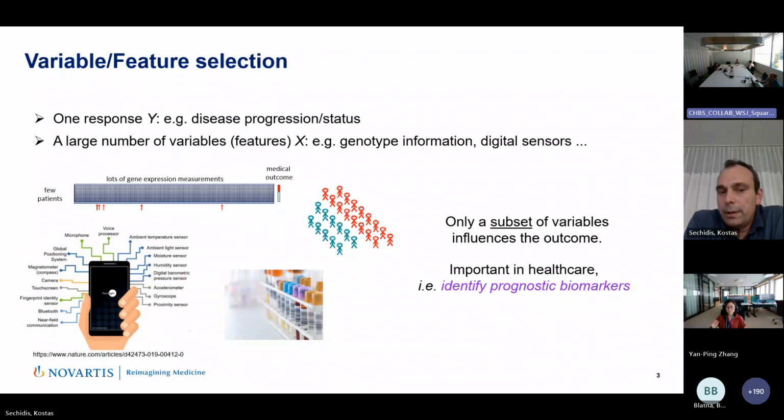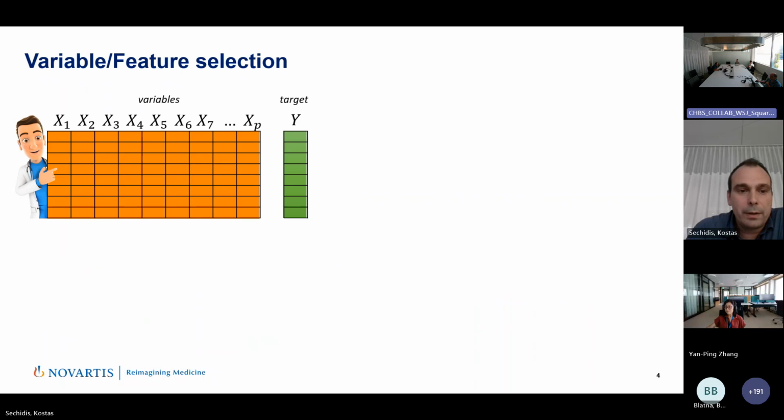And in most of these scenarios, it's safe to assume that only a subset of variables influence the outcome. And this is the target of our work. We want to identify which variables influence the outcome, and this we can use as a starting point to answer many interesting questions. And these variables, we also call prognostic biomarkers.